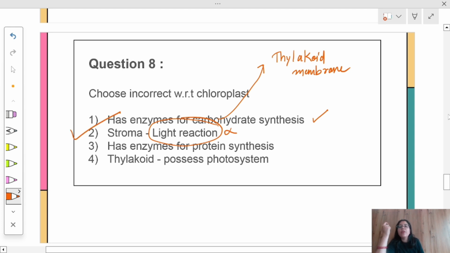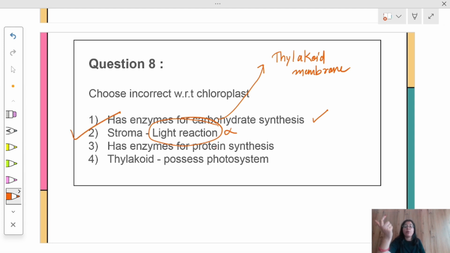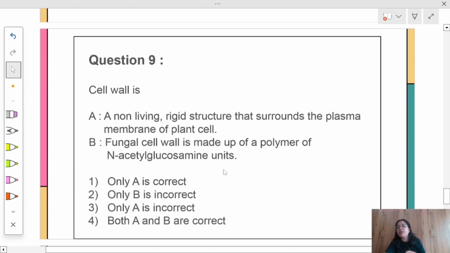This is our answer. It has enzymes for protein synthesis also. Yes, chloroplast is a semi-autonomous cell organelle. It has its own DNA, RNA, ribosome, so it can do protein synthesis as well, right? Thylakoid possesses photosystem. Yes, photosystem is a particular way in which the pigments are organized on the thylakoid membrane. So yes, photosystem is present on thylakoid membrane. Option number 2 is the answer.